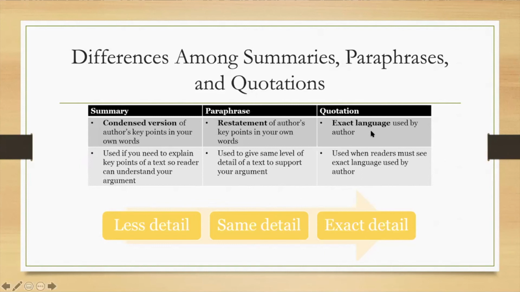APA for quotations actually discourages it, but when the readers need to see the exact language, that's when you use a quotation. So if you're including law documents or judicial findings, you might want to quote it so there's no ambiguity about what happens with that law or with that judicial finding.